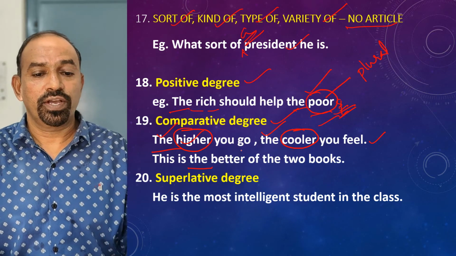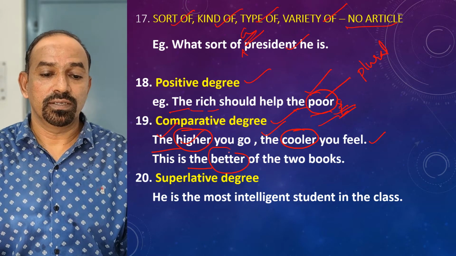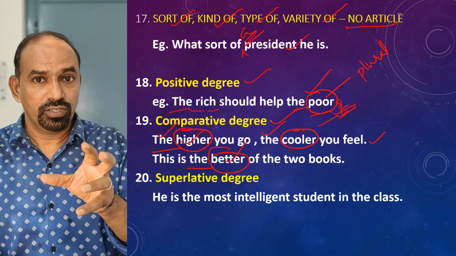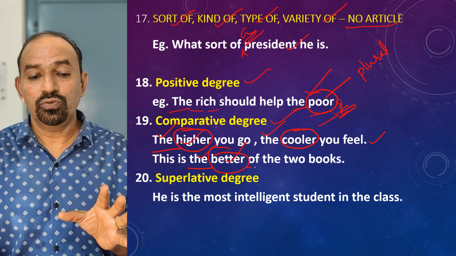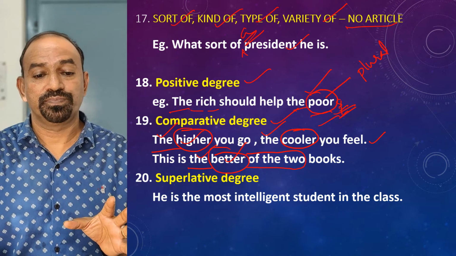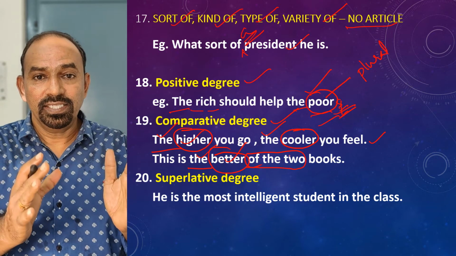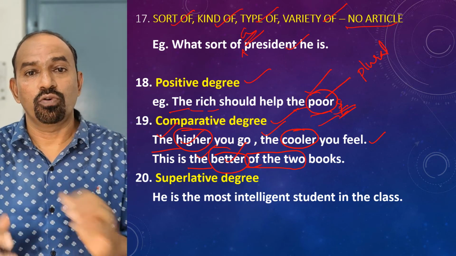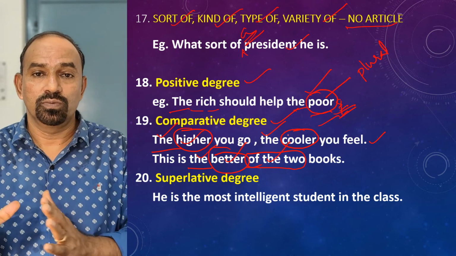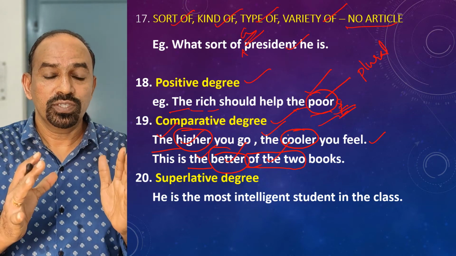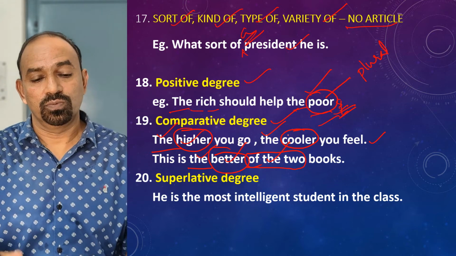Then another occasion in comparative degree: better is a comparative word. We can use the better if we use of the two. He is the better of the two boys. So whenever we use of the two, we can use the better of the two.